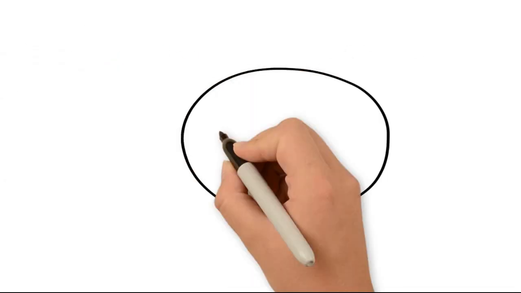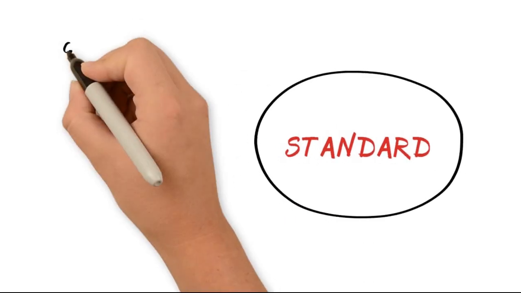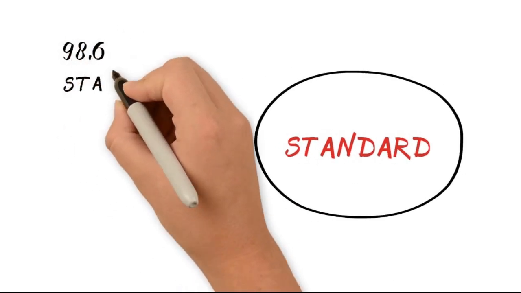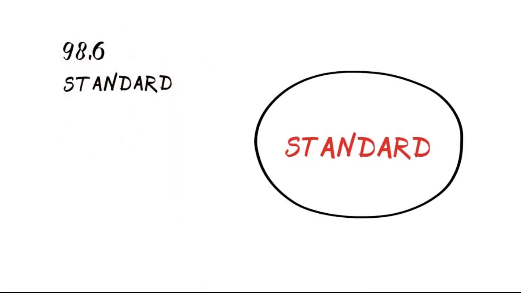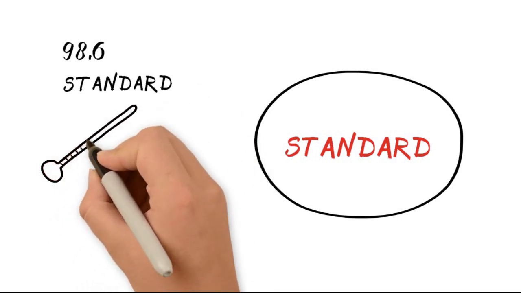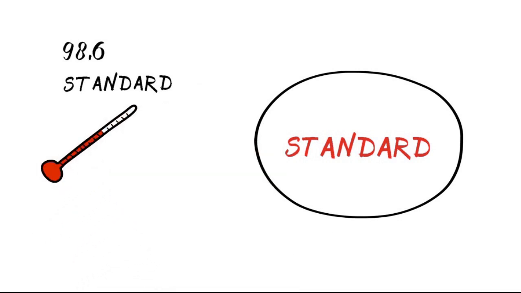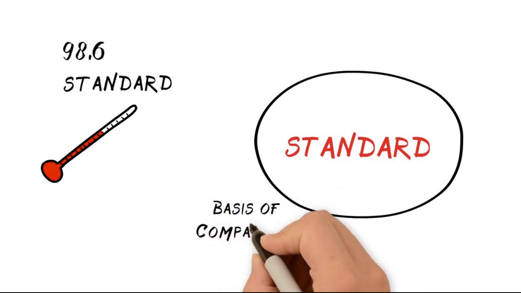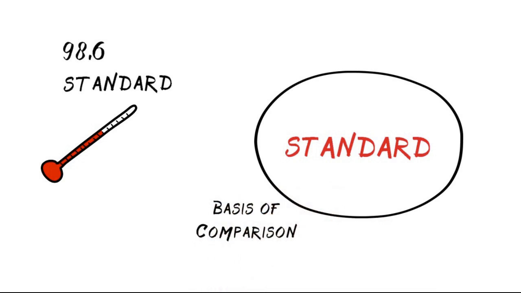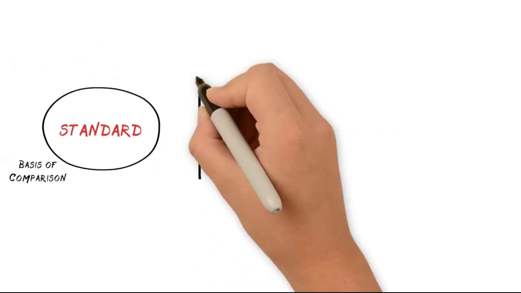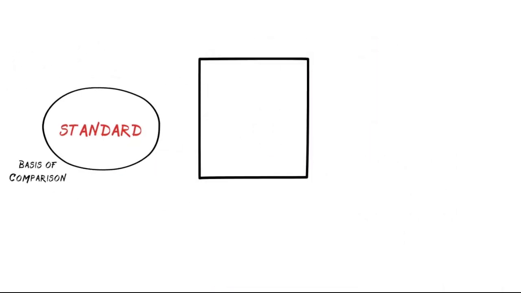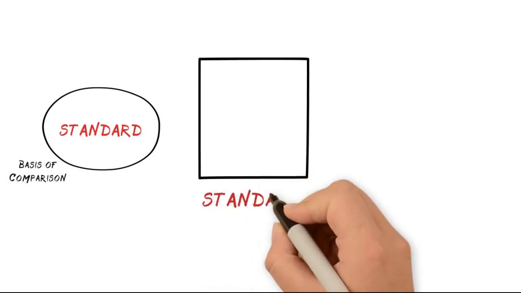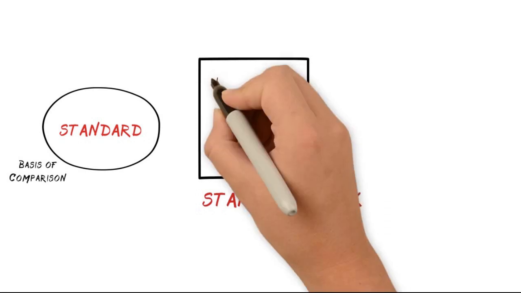Here's an example to think about. What is the standard for body temperature? 98.6 degrees, right? Now, does this mean that everyone must have a body temperature of 98.6? No, it's a basis of comparison. Without the standard, we wouldn't know that we should take additional action. So a standard is a basis of comparison, so that we can tell abnormal from normal and proceed accordingly.